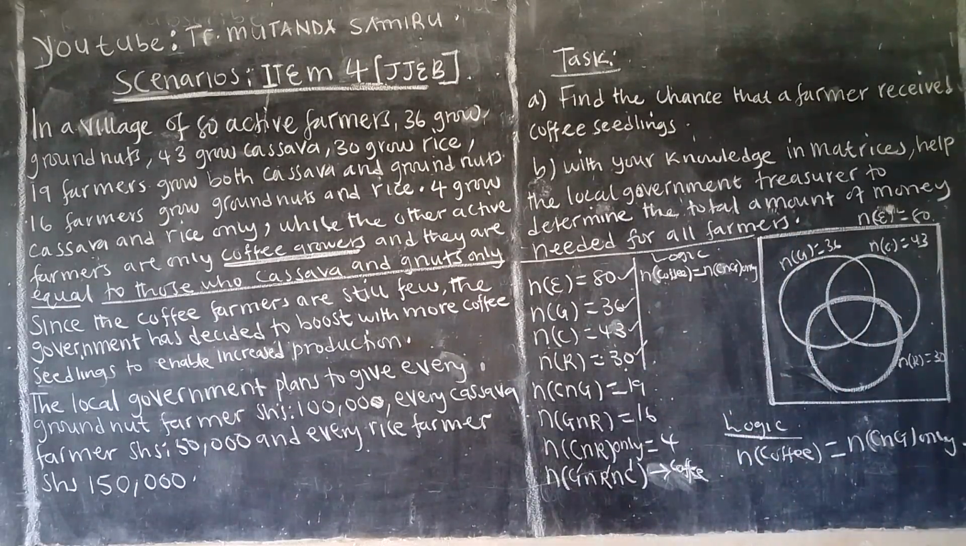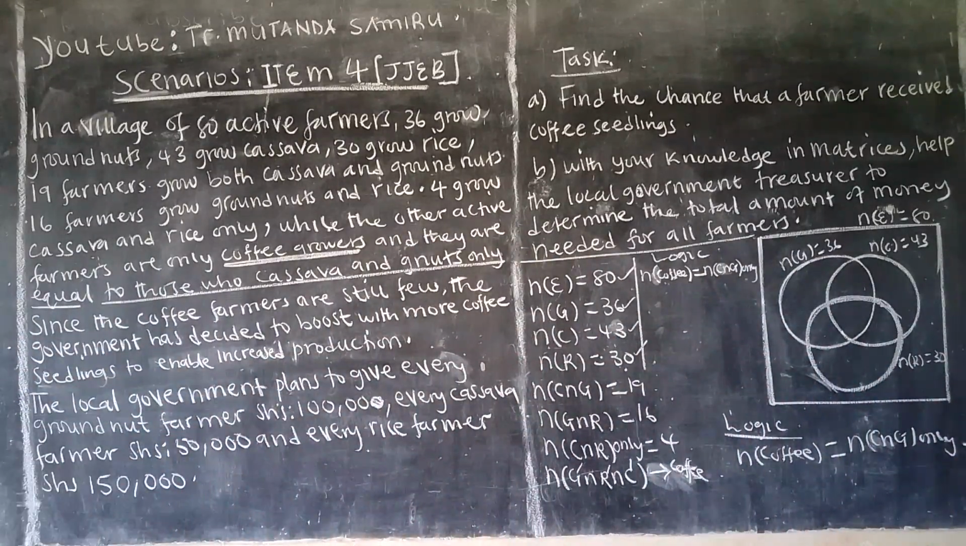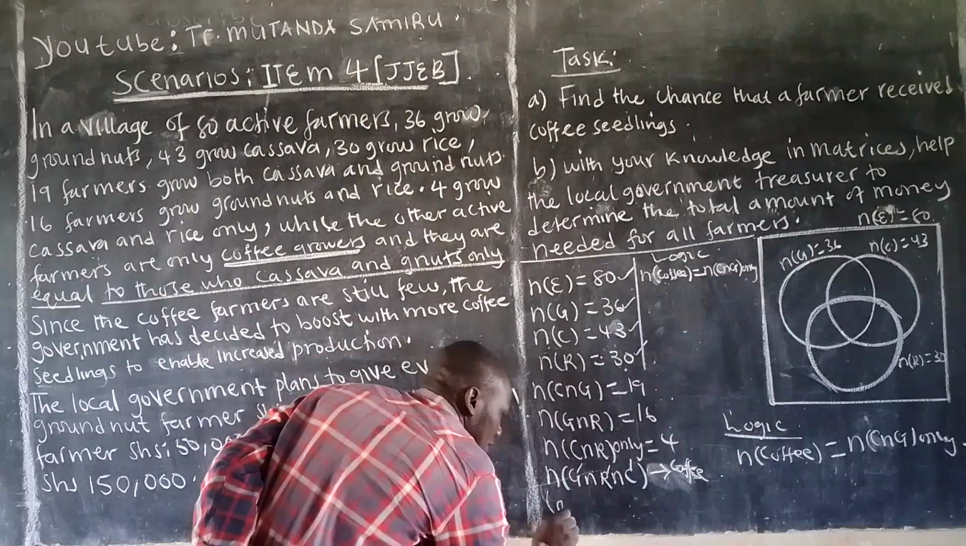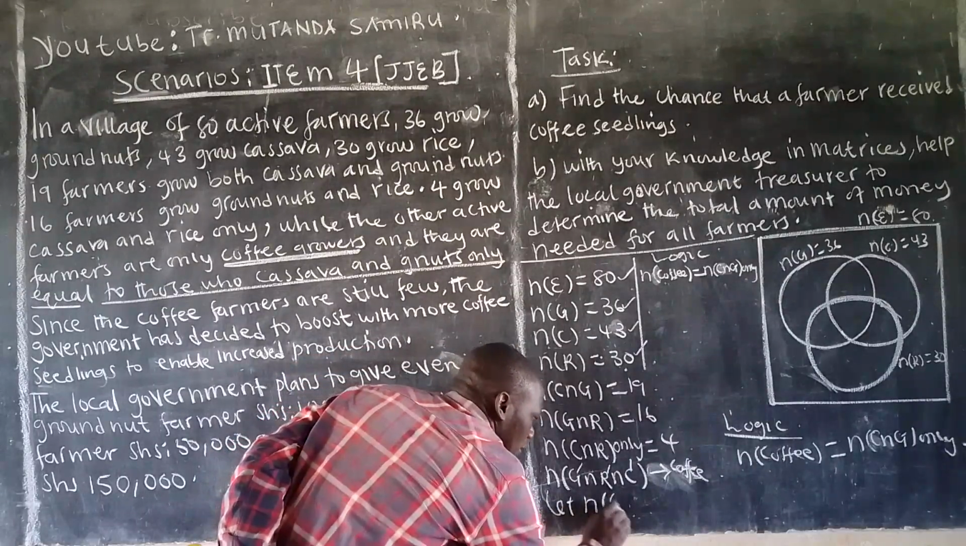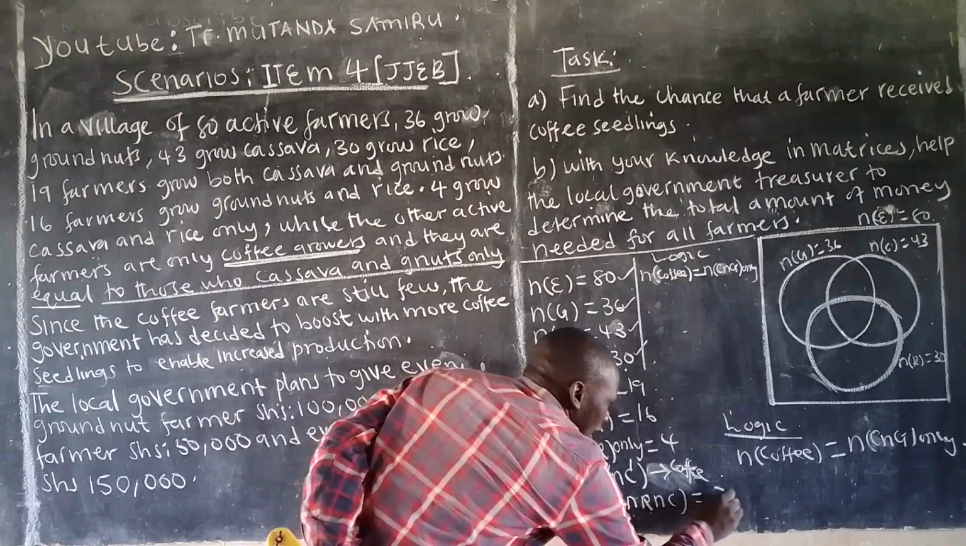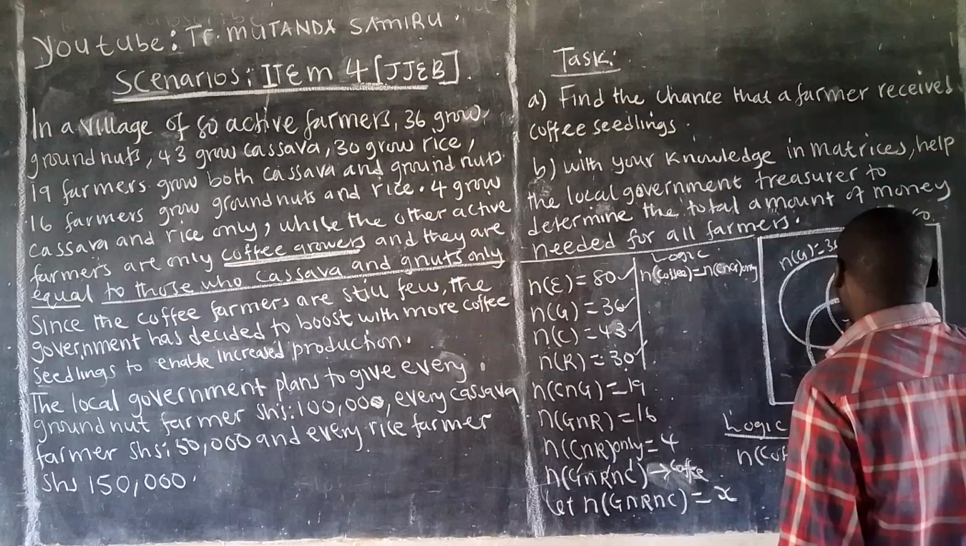Now what next? You realize that I told you before you start off with this set number, you must make sure you have the one for all the three. Do you even have it, by the way? We don't have it in our summary. And what do you think we are going to do? Once we don't have it in our summary, we just let it be any letter. So let the number in G intersection R intersection C, the one for all the three, be our letter, maybe X. I'll call it X. Then from there, come and plant it there as X.